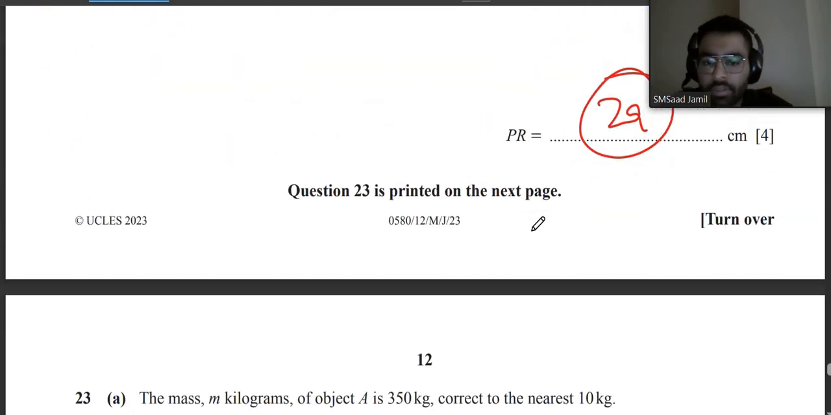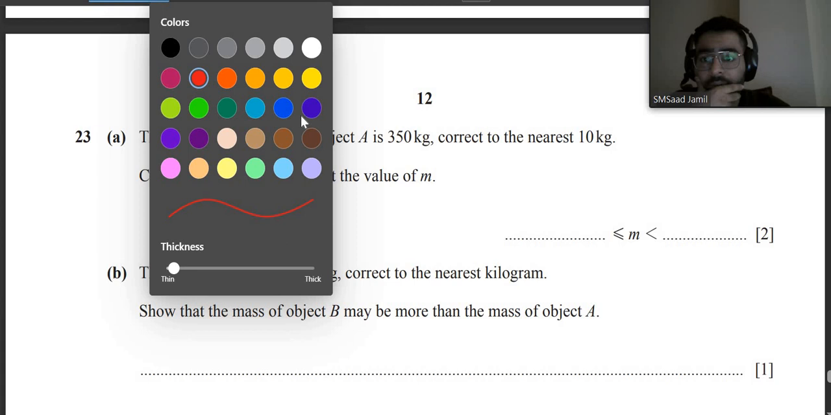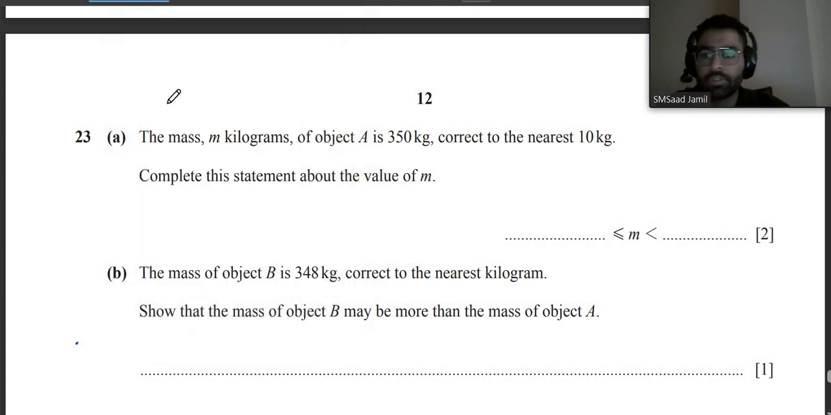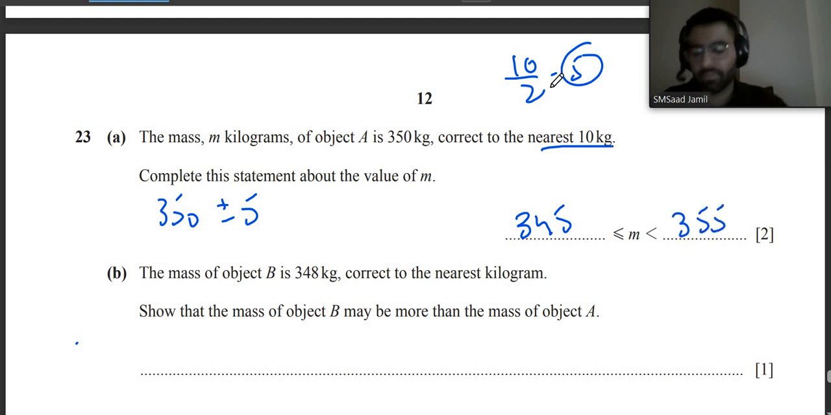Alright. Question, how many questions are left? Okay, so we are on the last question finally, because I'm very tired now. So it says the mass m kilograms of object A is 350, correct to the nearest 10 grams. Complete the statement. So this is like upper bound and lower bound. Correct to the nearest 10, so you're going to do 10 divided by 2, which is 5. What you do? 350 plus minus 5. So when you subtract it, it becomes 345. When you add it, it becomes 355.